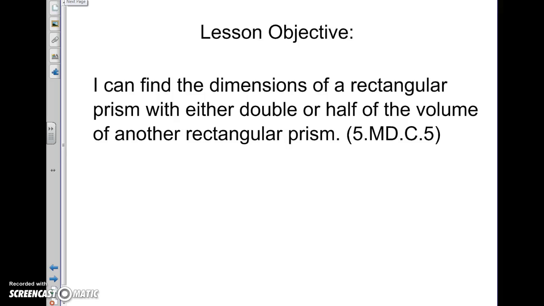Our lesson objective today: I can find the dimensions of a rectangular prism with either double or half of the volume of another rectangular prism. 5th grade standard measurements and data, C5.